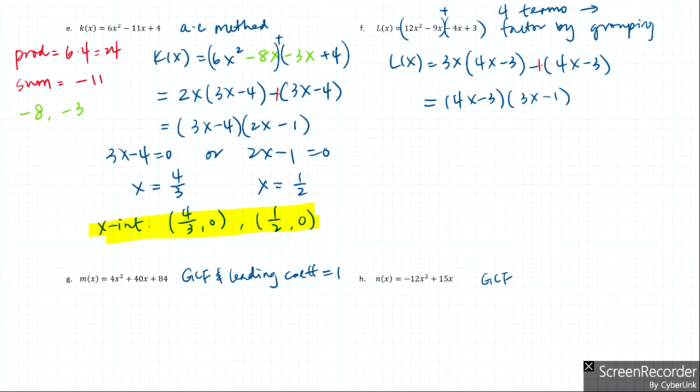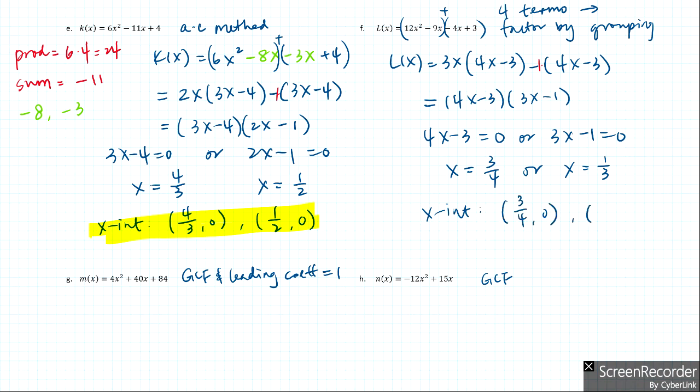And to find the x-intercepts, 4x minus 3 equals 0, or 3x minus 1 equals 0. So x equals 3/4, or x equals 1/3. So the x-intercepts are (3/4, 0) and (1/3, 0).